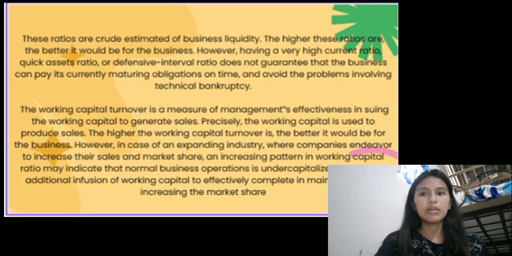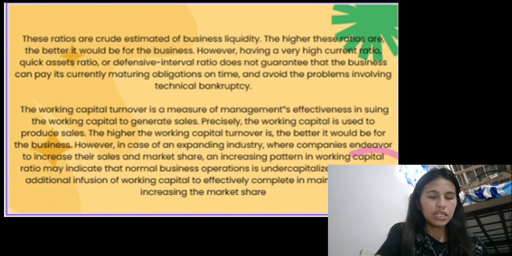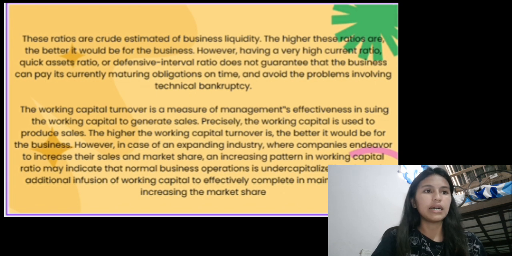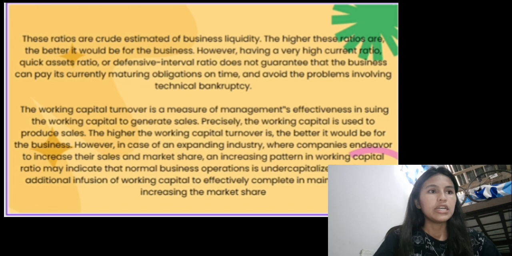So, dito naman, hina-highlight lang niya yung limitation of using liquidity ratios, such as the current ratio, quick asset ratio, and defensive interval ratio, as indicators of a business's ability to meet its short-term obligations. While higher ratios generally suggest better liquidity, they do not guarantee that a company can pay its debt on time and avoid technical bankruptcy.